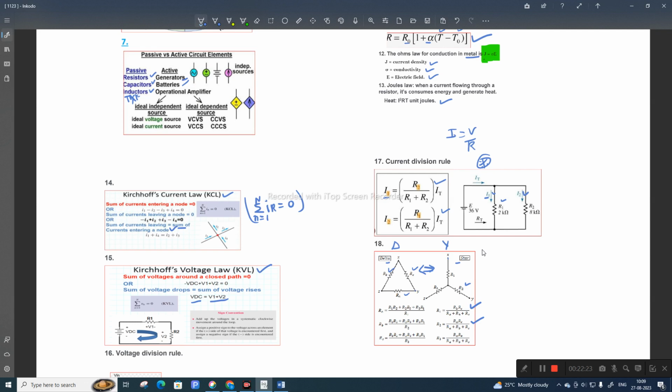Then again Z. Keep this node Z here, and from the Z node, the two branches you are going to see are RB and RA. RA and RB divided by the whole sum of all three resistors.